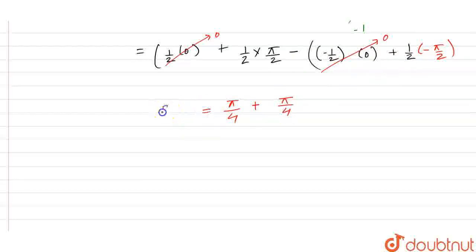So we have 2I as this value. So I will be equal to pi by 2 into 1 by 2. So I is pi by 4. This will be the final answer.